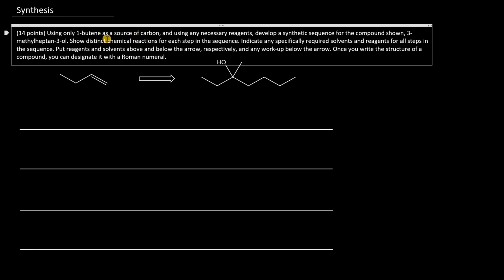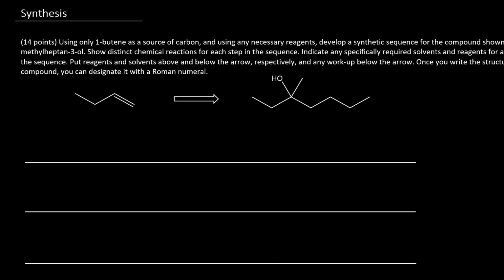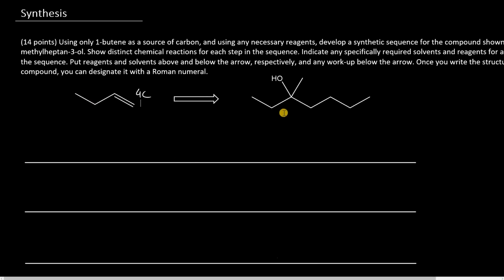Take your time now and read the instructions, because you don't want to waste your time on the exam reading paragraphs like this. The most important piece of information is we're only allowed to use butene as the source of carbon. So before you do any synthesis problems, just observe what's given to you and take some notes to the side. We're given 1-butene here, which is a 4-carbon compound.